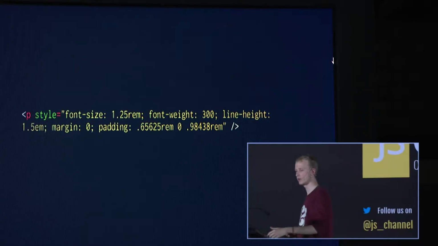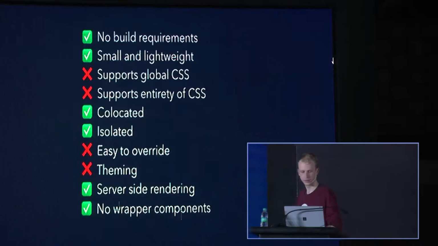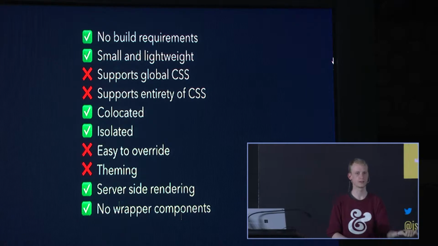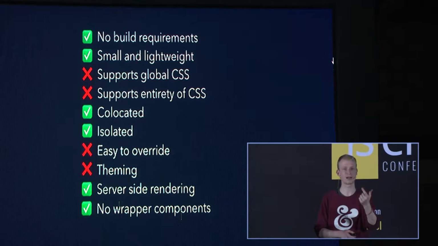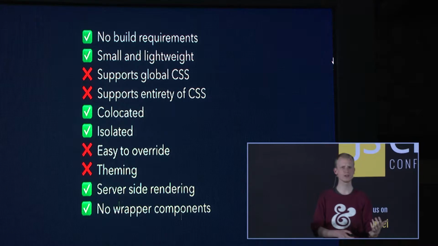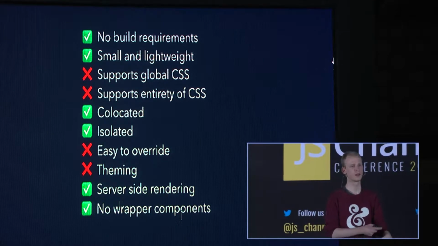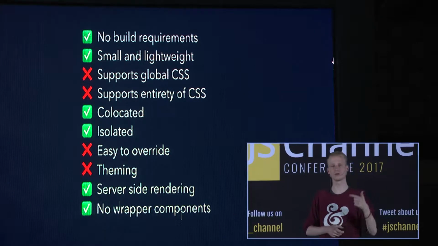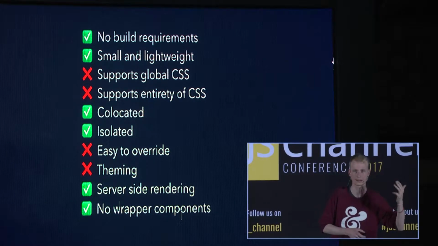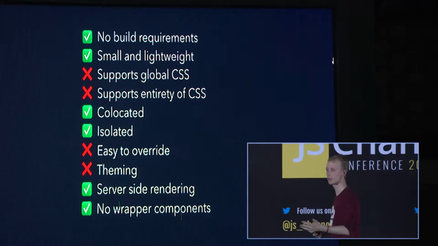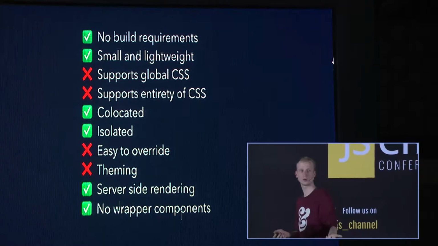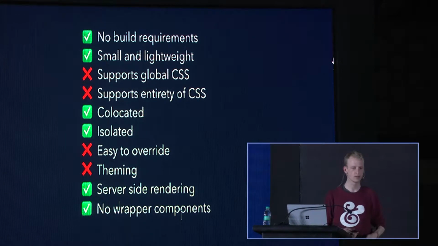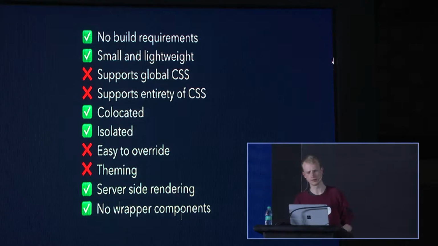Now this works pretty well. It gives us co-location and isolation. Inline styles are inherently very co-located and very isolated. You can't override them, and they're bound to the specific DOM node. The issue is that you can't have global CSS, and it doesn't nearly support the entirety of CSS. Inline styles don't support pseudo selectors like hover or active or checked or anything. They don't support nesting. They don't support a bunch of stuff. Media queries don't work. They don't support a bunch of stuff that we expect and like from CSS. They're also not easy to override, and they also don't have any theming support.